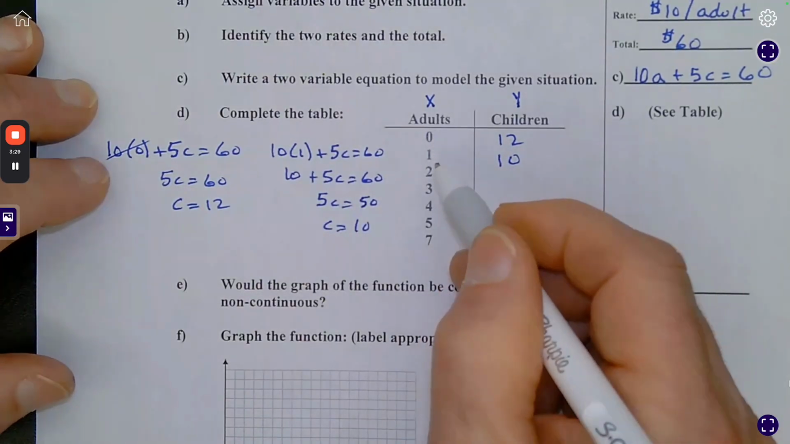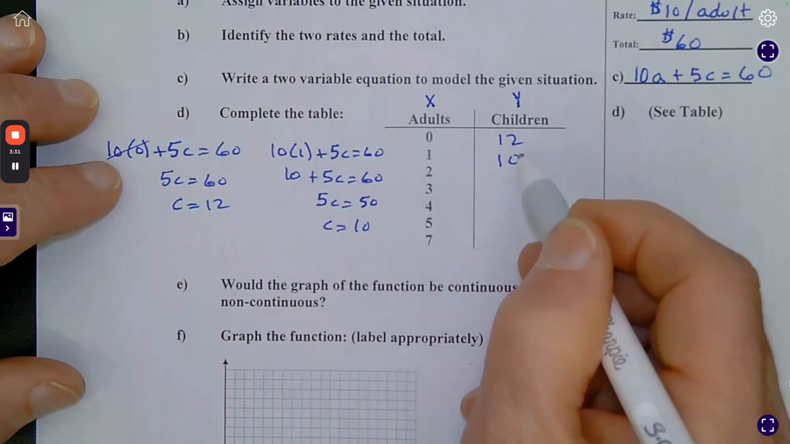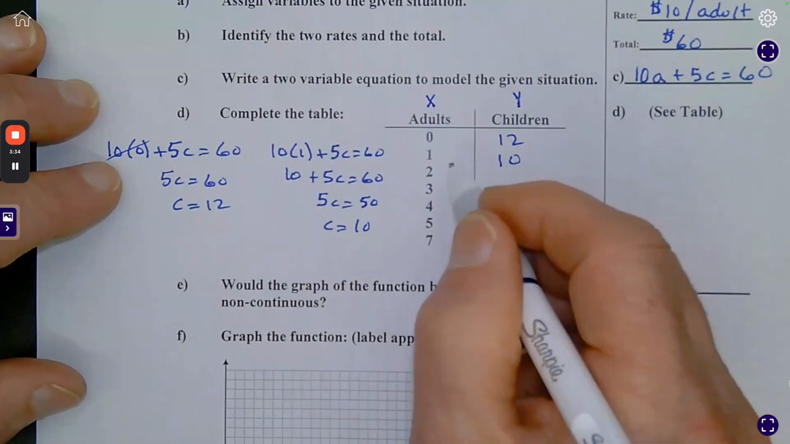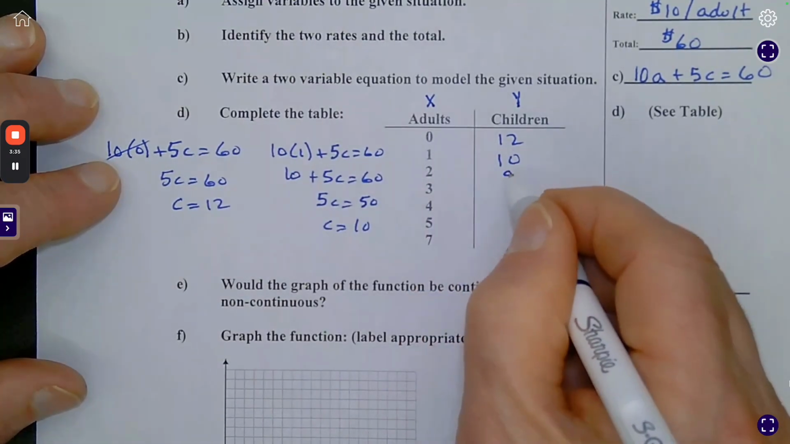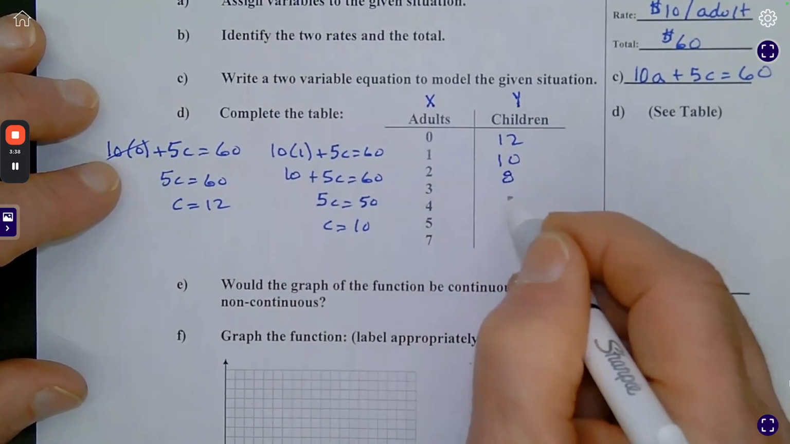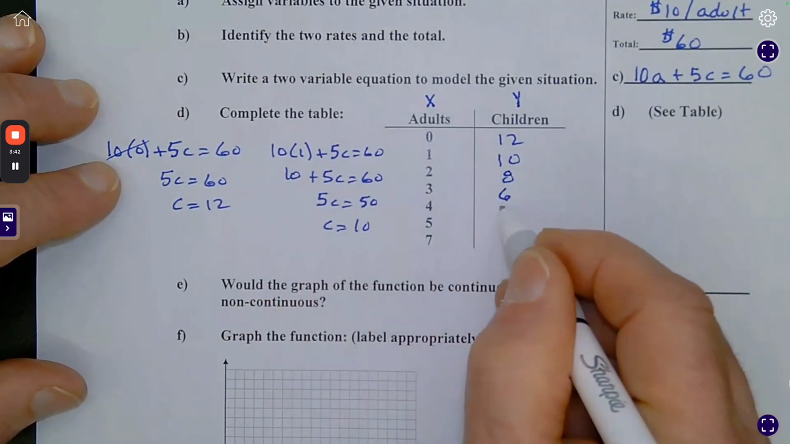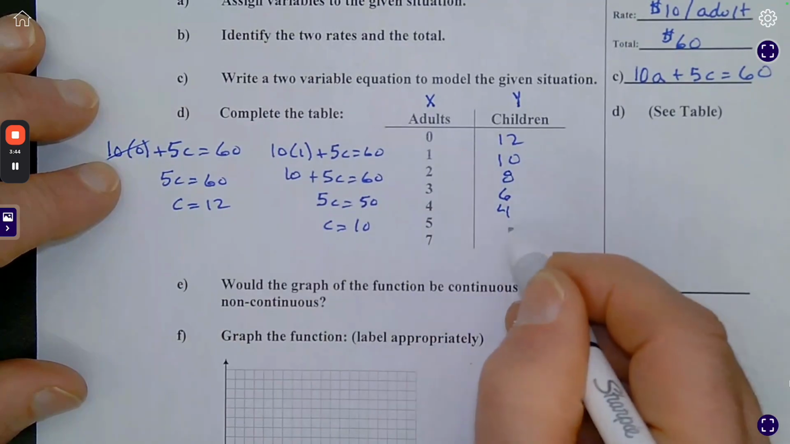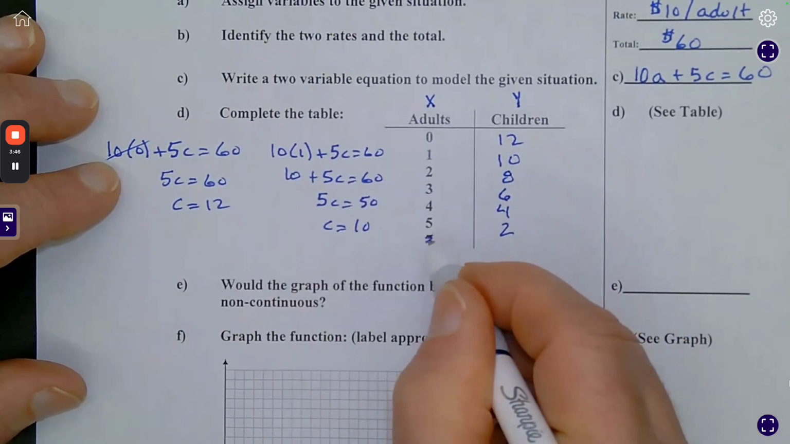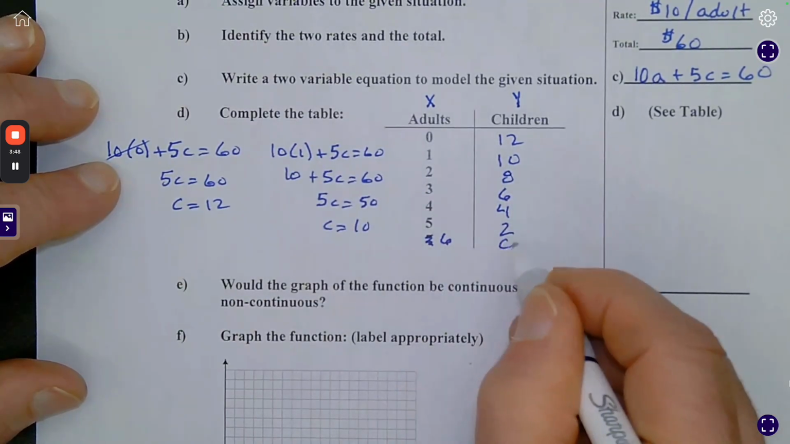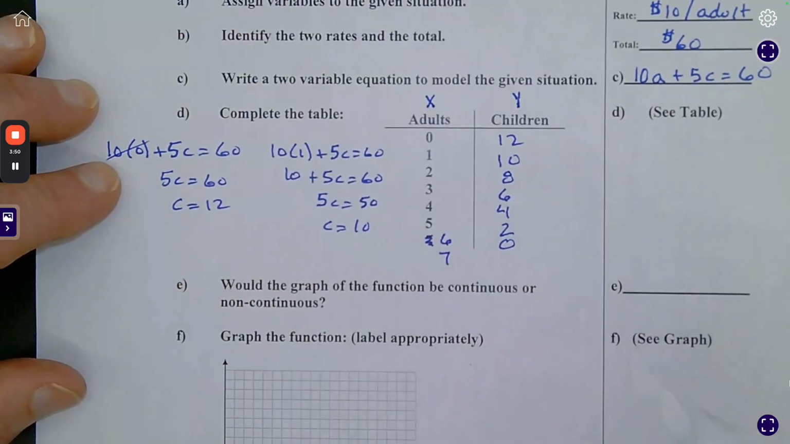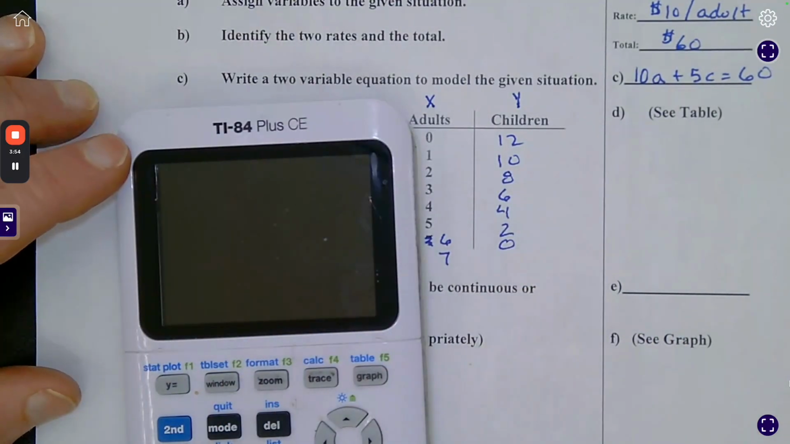Notice there's kind of a pattern. Every time we increase by one adult, we decrease by 2 children. So increase by 1, decrease by 2. Boom. I'm going to make this a 6, and now we have 0. What happens at 7, though? It's a good question. What happens at 7?